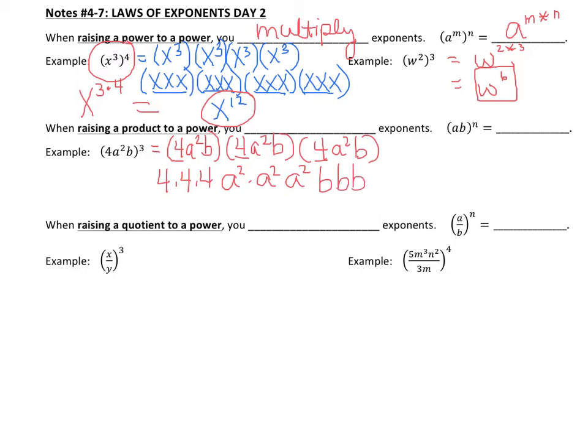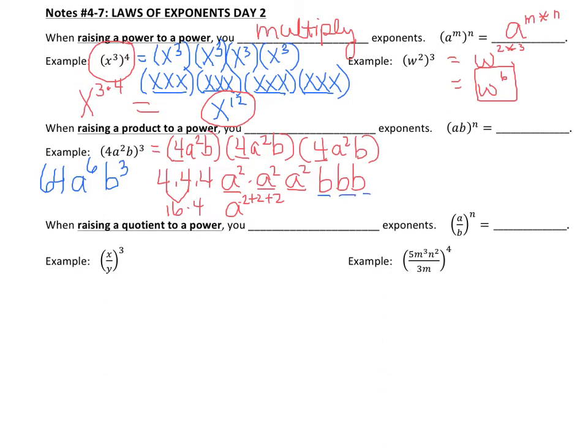Now let's simplify that. 4 times 4 is 16, and 16 times 4 would give you 64. So I'm going to write that over here. And then a squared times a squared times a squared, you would add those exponents together, so you're going to have a to the 2 plus 2 plus 2. So that would give you a to the 6th. And then the b's would just be b to the 3rd power.